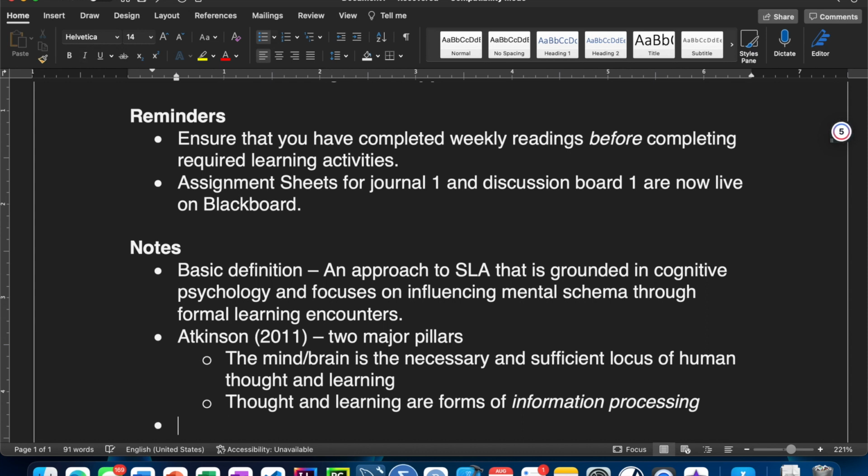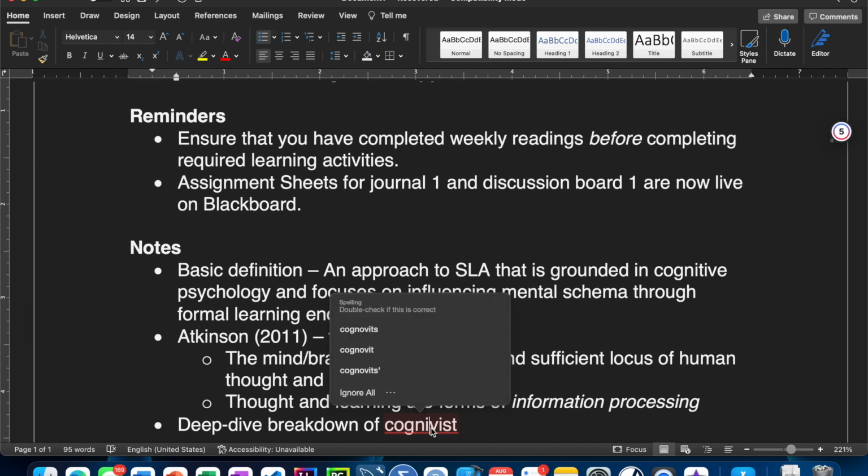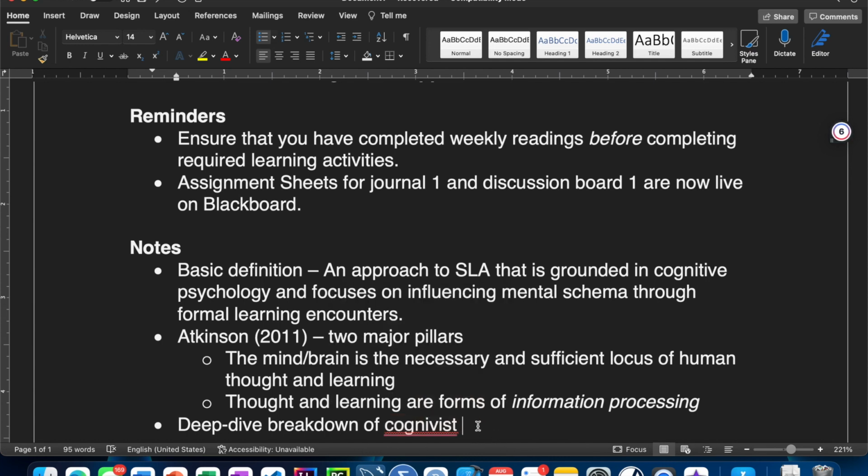So let's go ahead and dig a little bit deeper into this, because another thing that Atkinson 2012 gives us is a kind of a deep dive breakdown of cognitivist approaches to SLA. There we go. As you can see, very hard to type and talk at the same time.